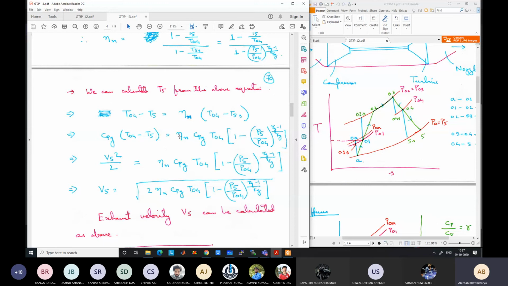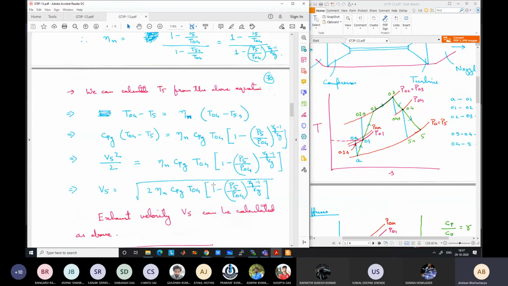Otherwise, it will seem tricky to you, but it's a very simple calculation. So we can write in this term, and this we can replace by V5 square by 2, which is again equal to this term, and V5 is equal to the root of 2 eta n CPG T04 times 1 minus the pressure ratio to the power gamma g minus 1 by gamma g.